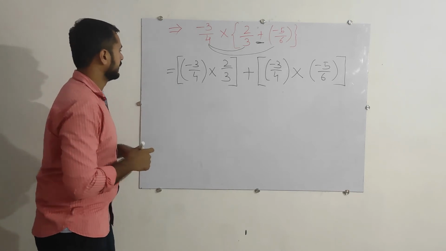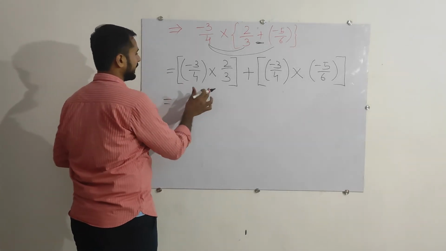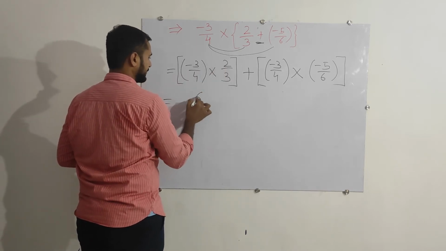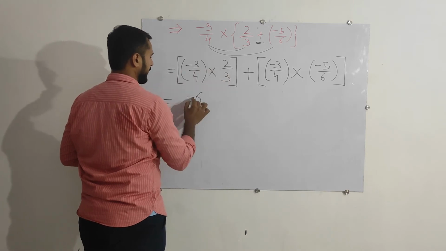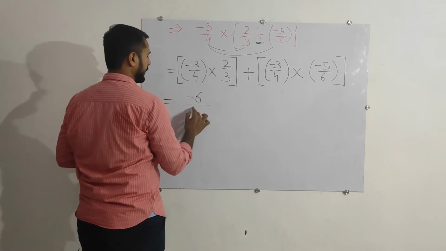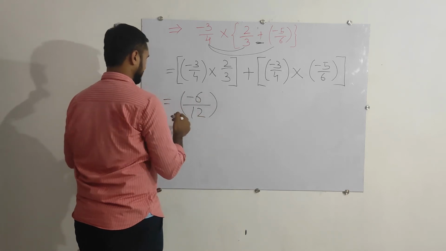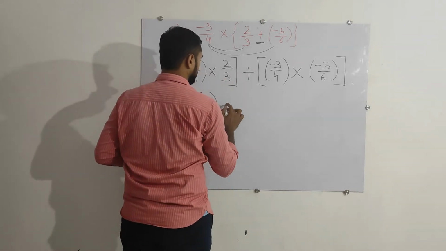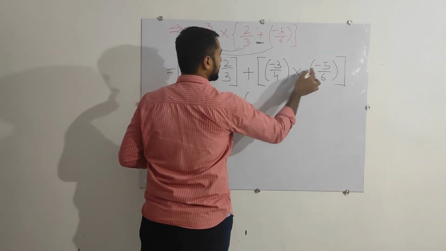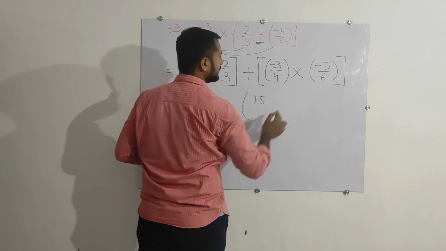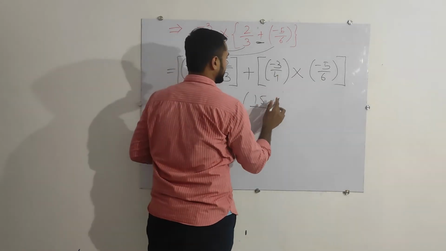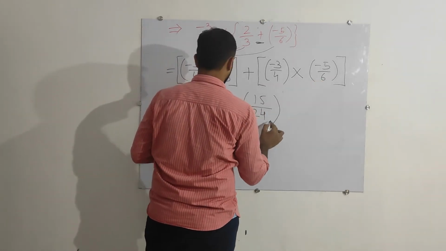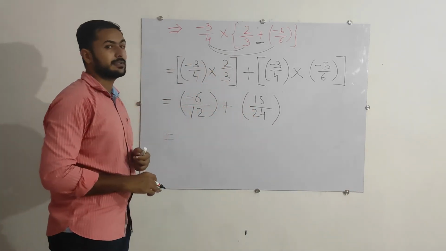Here, if I solve, what do I have to do? I will multiply both the numbers. So 3 2s are 6. And minus times plus is minus. 4 3s are 12. So here we have minus 6 upon 12. Now, in the second one, 3 5s are 15. Minus times minus is plus, so that is the positive 15. Then 4 6s are 24. Now I have 2 different numbers.